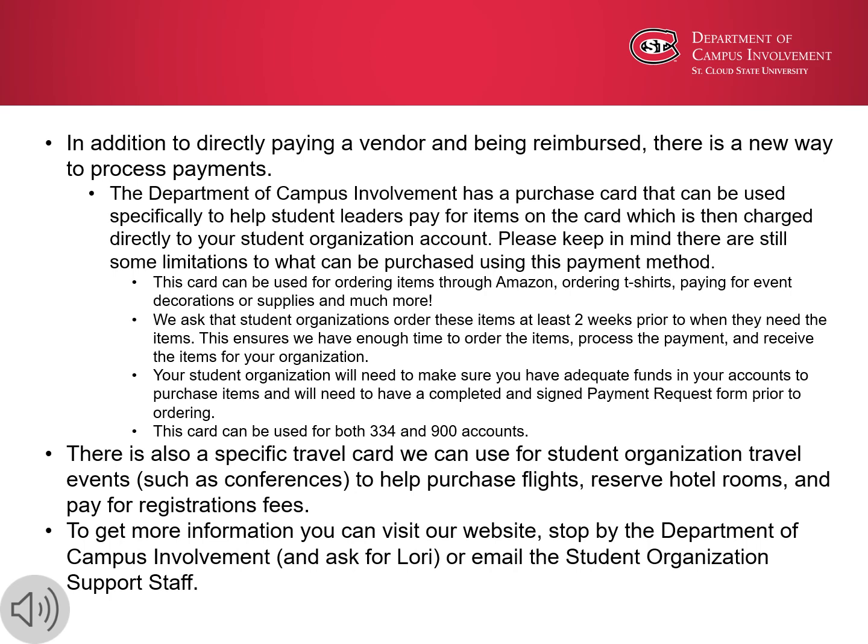There is also a specific travel card we can use for student organization travel events, such as conferences, to help purchase flights, reserve hotel rooms, and pay for registration fees. To get more information, you can visit our website, stop by the Department of Campus Involvement and ask for Lori, or email the student organization support staff.